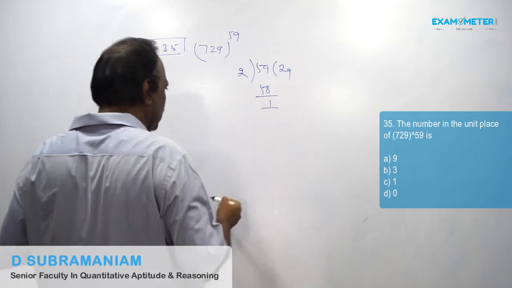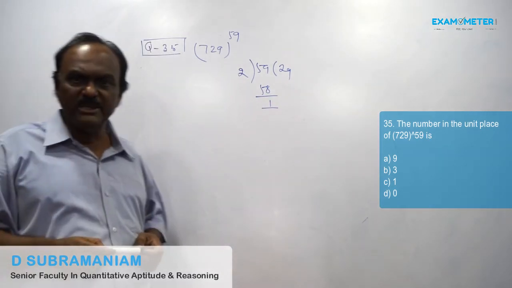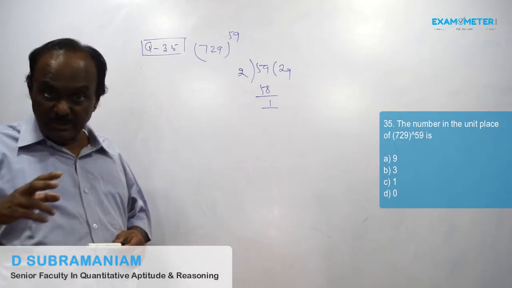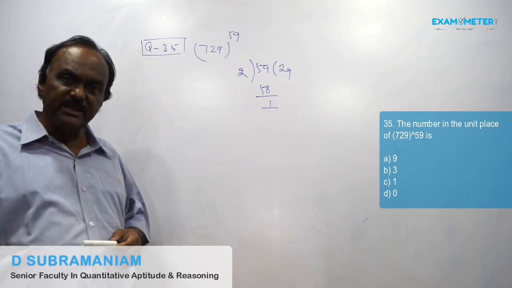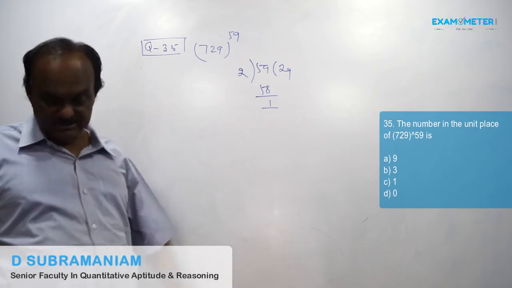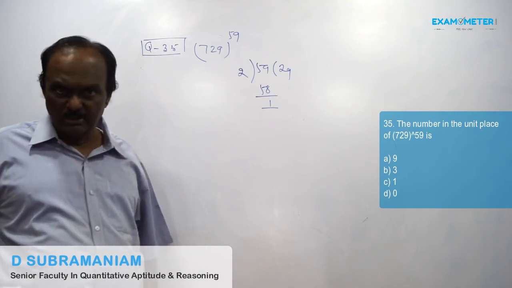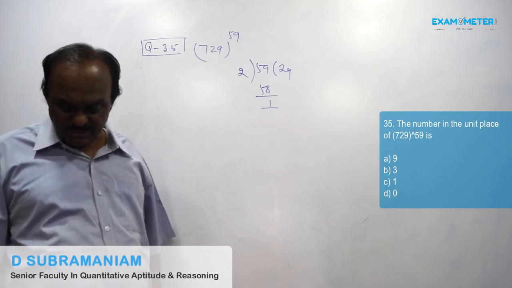So remainder is 1. If the remainder is 1, unit place is 9. If the remainder is 2, unit place is 1. If the remainder is 3, unit place is again 9. So answer is remainder is 1. So that is 9. So answer is 9, that is multiple choice A.